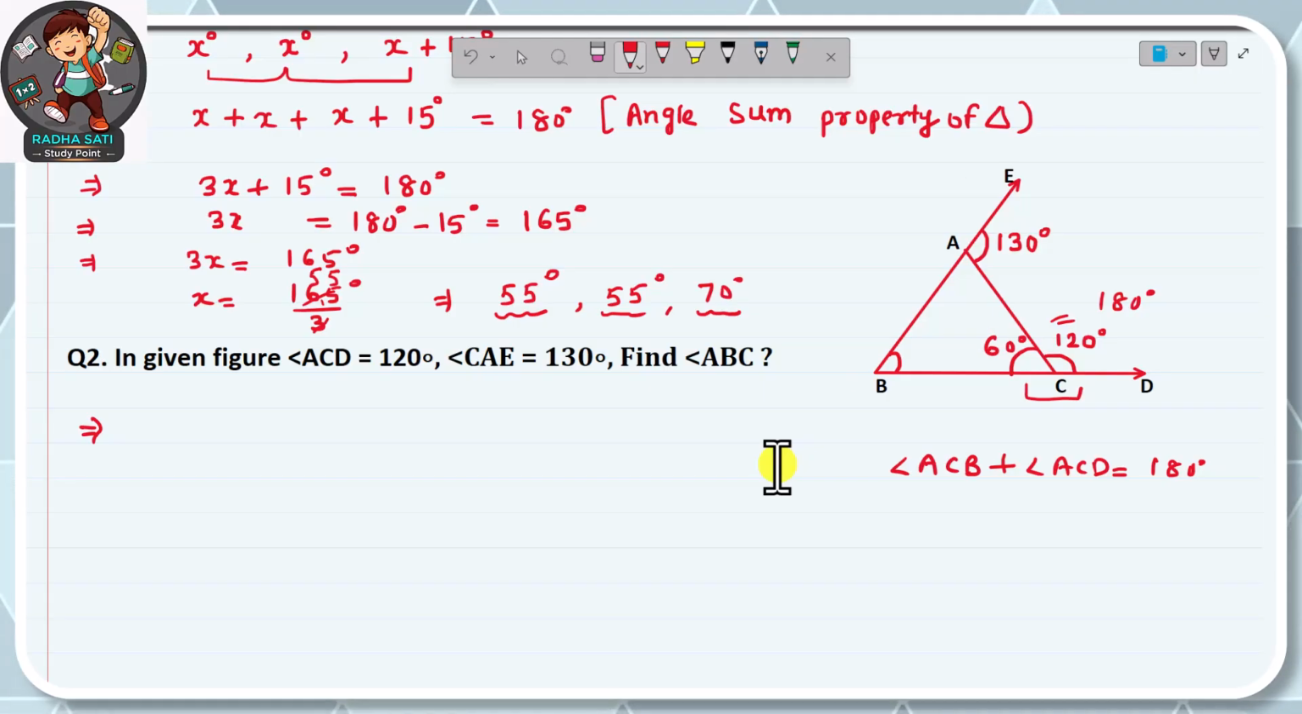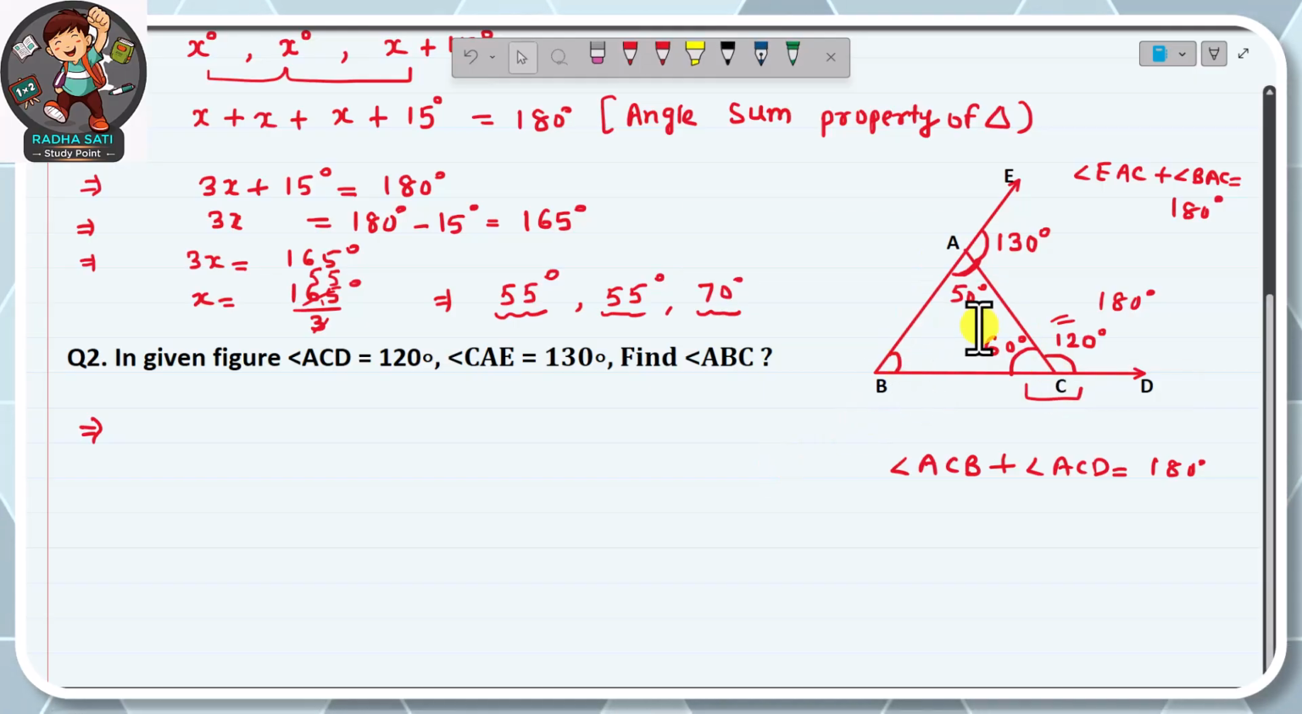Similarly, angle EAC plus angle BAC will be equal to 180 degrees because they both are also forming a linear pair. So 130 degrees plus this angle BAC will be 180 degrees. What will be the measure of this? 130 plus 50 is 180 degrees. So now we know these two angles of this given triangle. Angle BAC is 50 degrees, and angle ACB is 60 degrees.